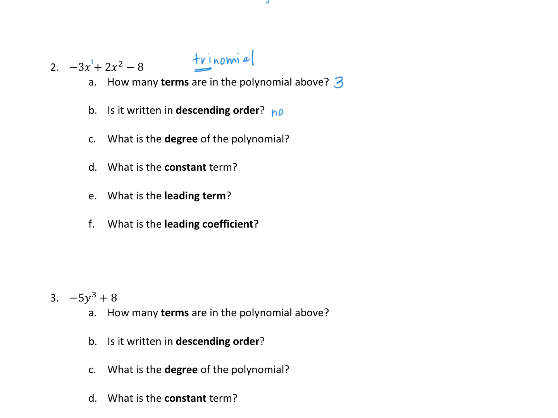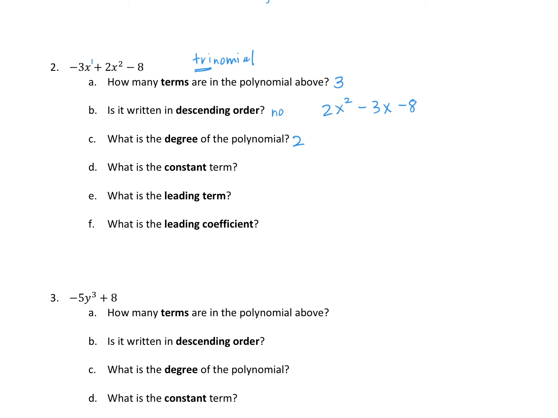All right, so let's write it in descending order. So the highest exponent I see is a square, so I'm going to write that term first. Then after a square, I want the x to the first. So I'm going to write negative 3x next. And then the last thing will be the constant. So that's how you would write it in descending order. The degree of the polynomial, remember, is the highest exponent on any variable. So that would be 2.